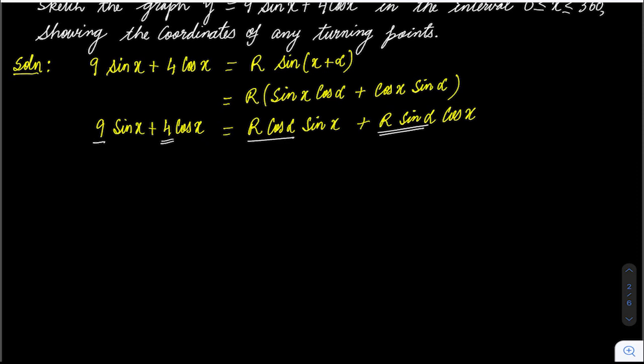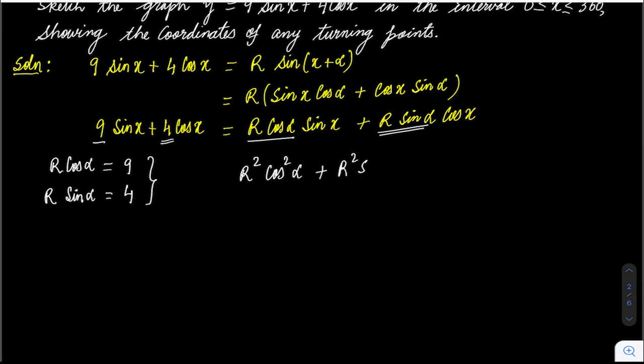So from this I can say that R cos alpha should be equal to 9 and R sin alpha should be equal to 4. So these are my two equations in R and alpha. Again, we will do the same thing. First we will square and add to get the R value. Always you have to do the same thing. So square and add. Once you square this, R square sine square alpha plus R square cos square alpha equals squaring and adding, so 9 square plus 4 square.